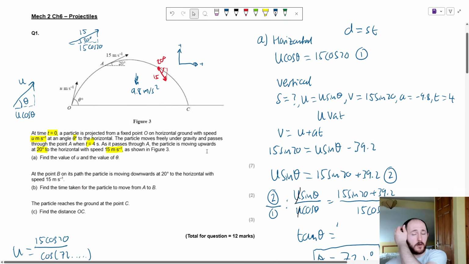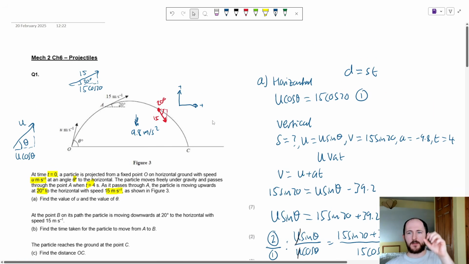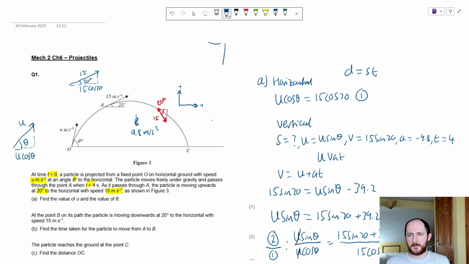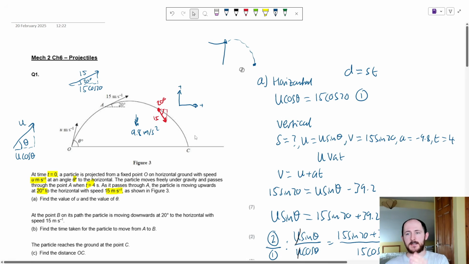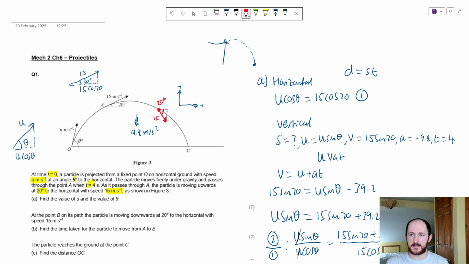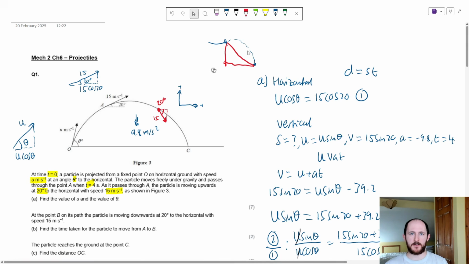In a lot of questions, you might have the projectile starting from the top of this, and then it lands over here, and they ask, what's the distance? The distance is not the horizontal or the vertical displacement. It is the straight line distance. So you'd work out the vertical displacement and the horizontal displacement, and use Pythagoras.